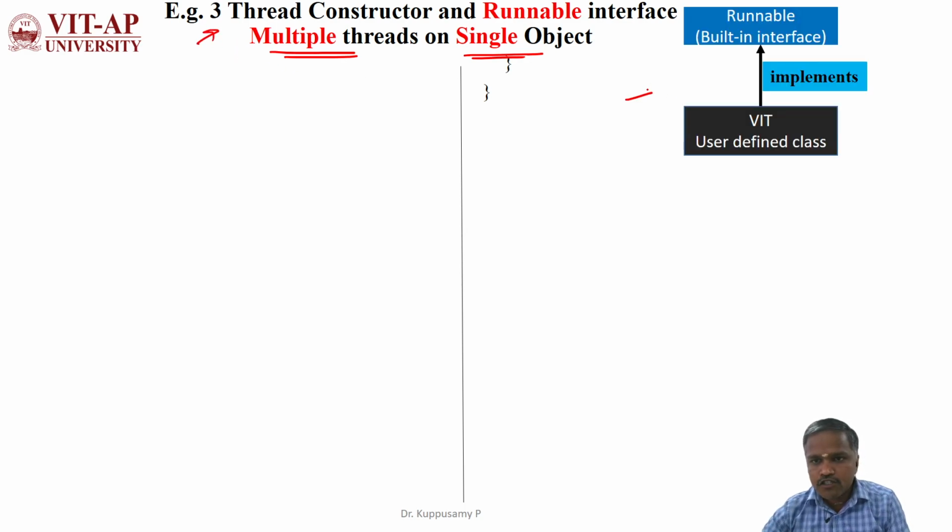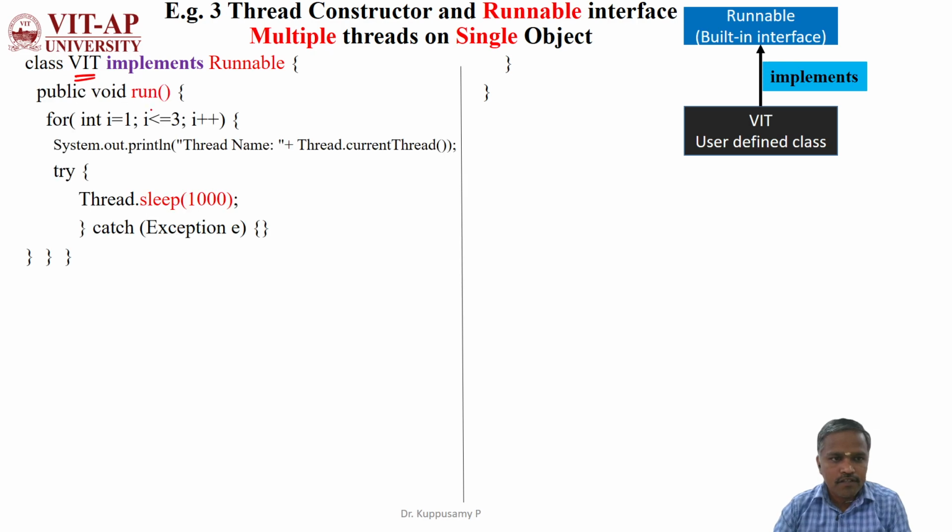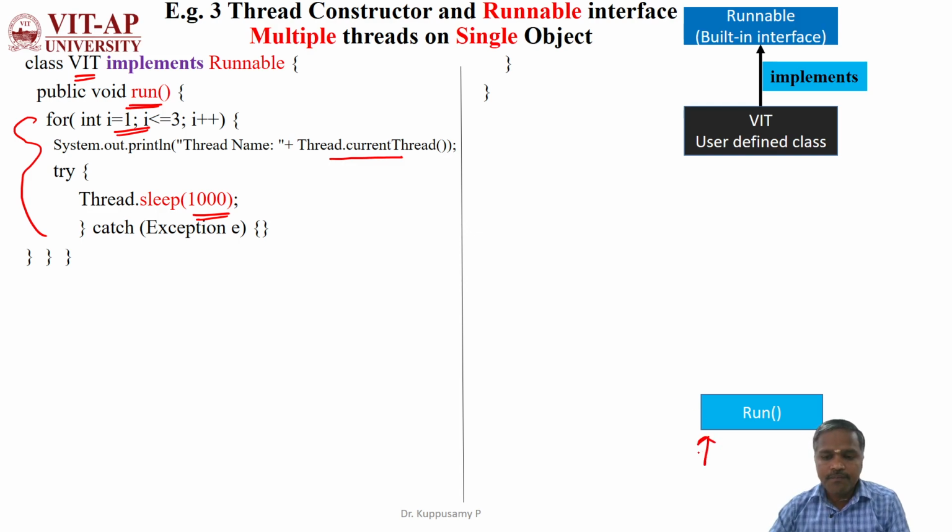So the block diagram is showing that the user defined class is implementing the runnable interface. As per that, I am writing the code here. Then as per the procedure, every class which is implementing the runnable interface should have the run method, which is defined here, performing the action for 3 iterations. It is just displaying the currently running thread name for each iteration, which is introducing 1000 milliseconds delay. As per this, the run block is created in the diagram.